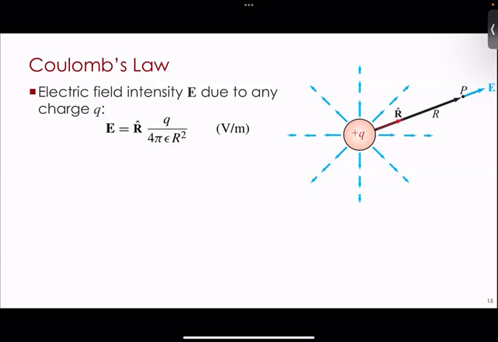Okay, now we're talking about electric fields. This is the simplest version of Coulomb's law. Electric field intensity, that is the E that's in Maxwell's equations, equals R hat Q divided by 4 pi epsilon R squared. It's in volts per meter. Careful with your units here.